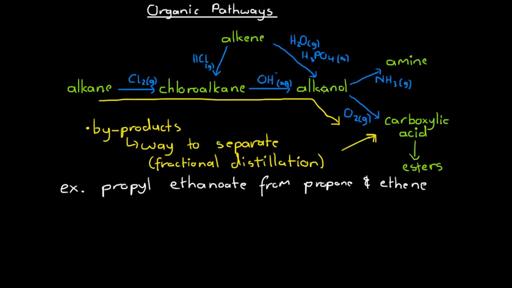So we've still got this flowchart listed up here, and we want to produce propyl ethanoate from propane and ethene. Well, we know that propyl ethanoate is produced from propanol and ethanoic acid. So the way that this is going to work is that we are going to use our propane to get to propanol, and we're going to use our ethene to get to ethanoic acid. So first we'll deal with the ethanoic acid.